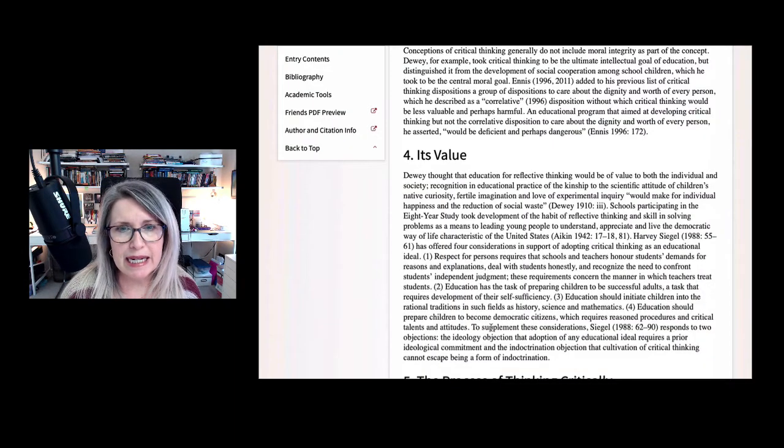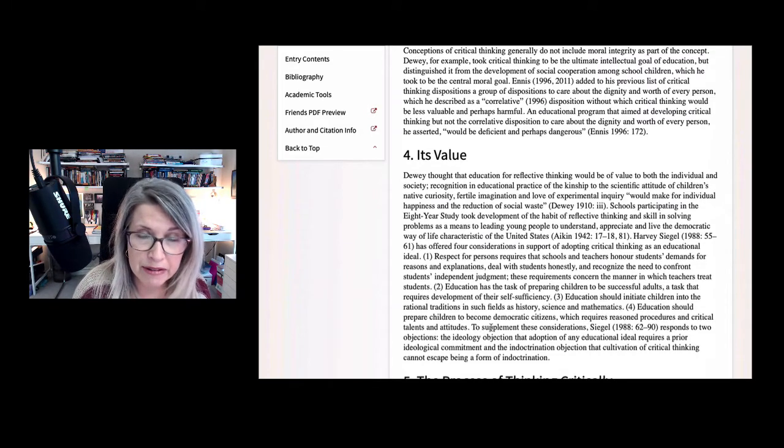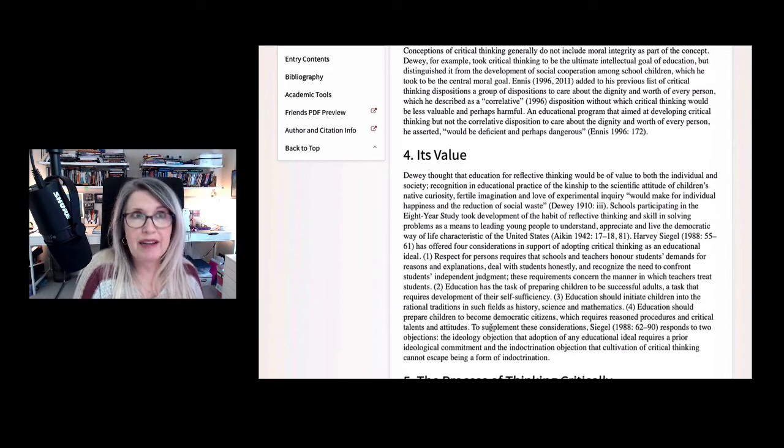And let's see, education should prepare children to become democratic citizens, which requires reasoned procedures and critical talents and attitudes. To supplement these considerations, Siegel responds to 2 objections. The ideology objection: adoption of any educational ideal requires a prior ideological commitment. That means, yes, you need to be committed to individual liberty, the autonomy of the individual, free speech, viewpoint diversity is free speech.